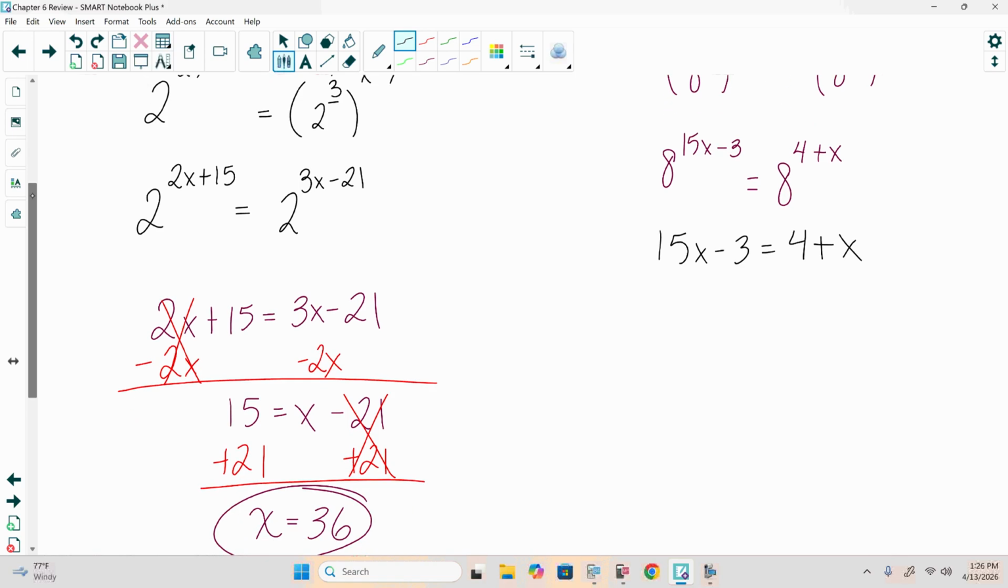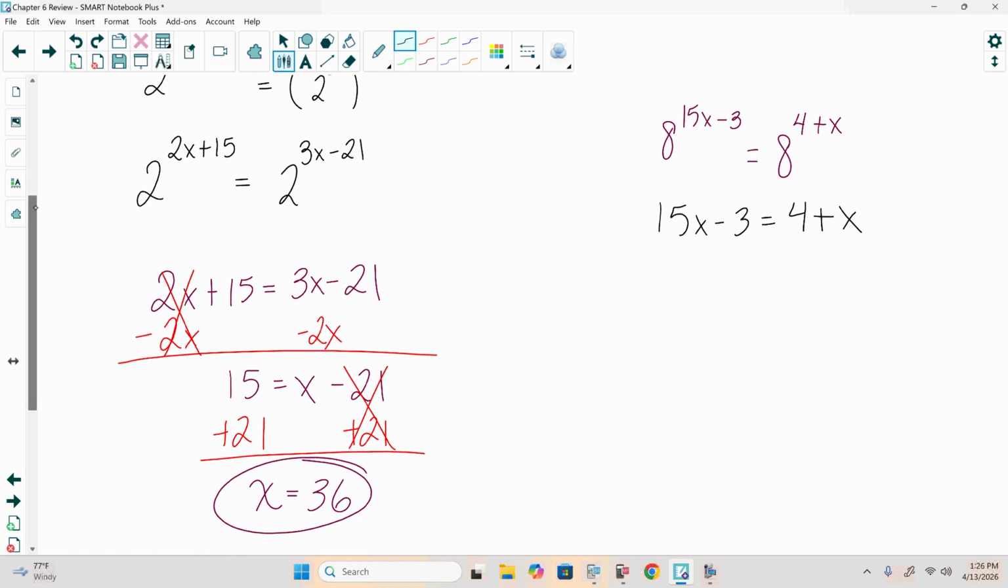And the only way that we can have these two bases be the same is if their exponents are the same as well. So we're saying, realistically, that 15x minus 3 has to equal 4 plus x. And again, because we do not have any exponents, we don't have x squared, x cubed, x to a power greater than 1, we just need to get x by itself.